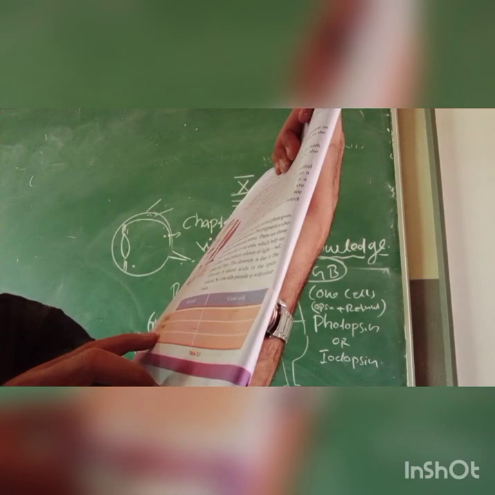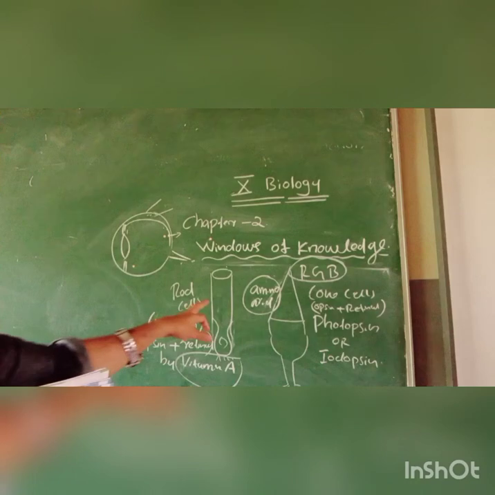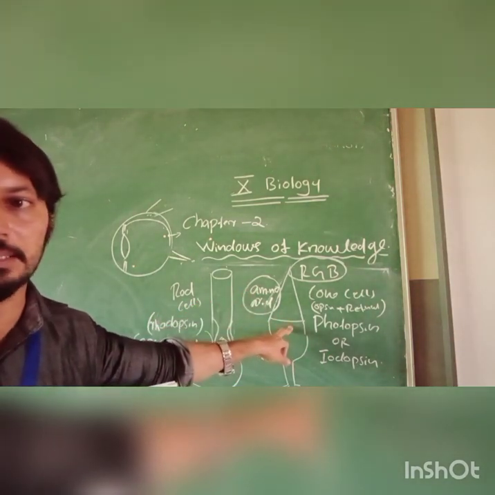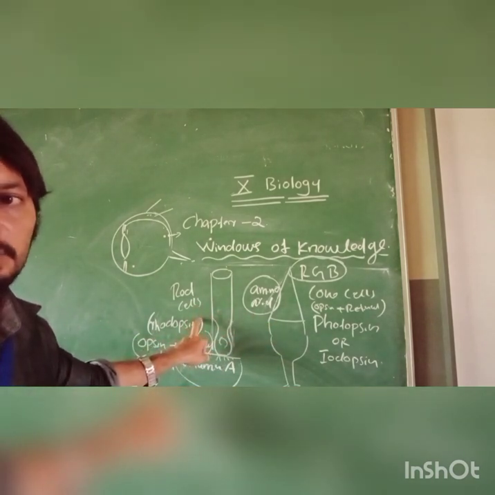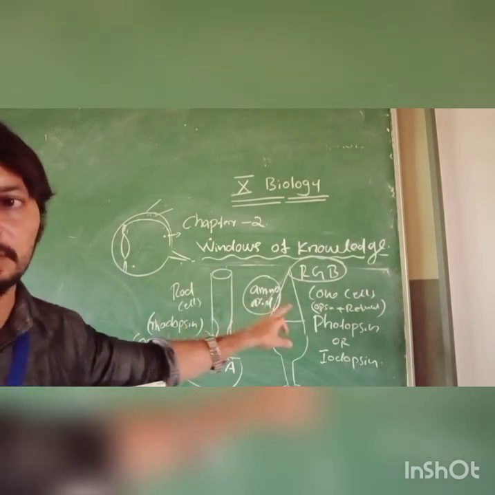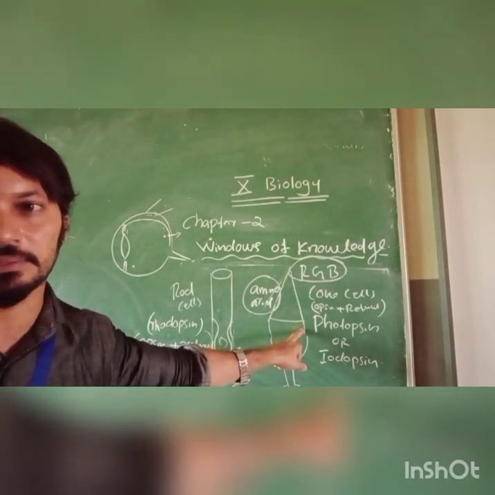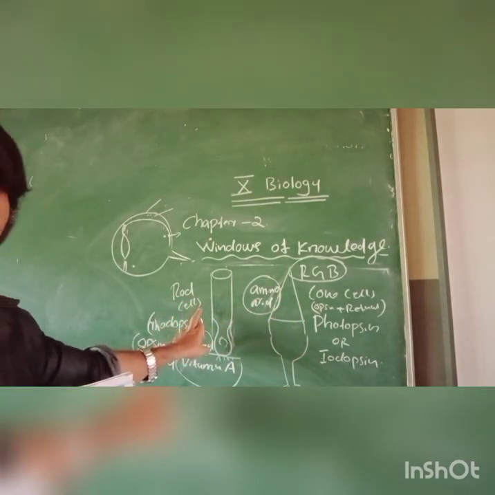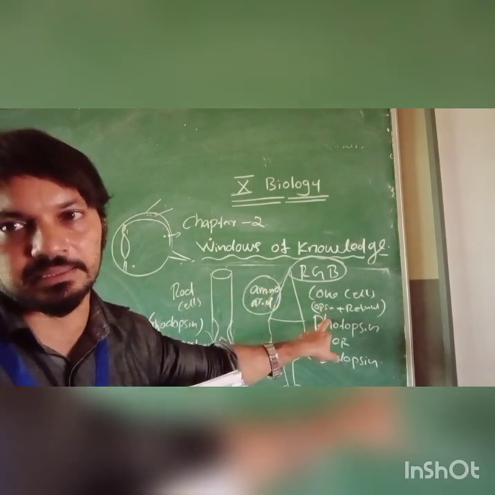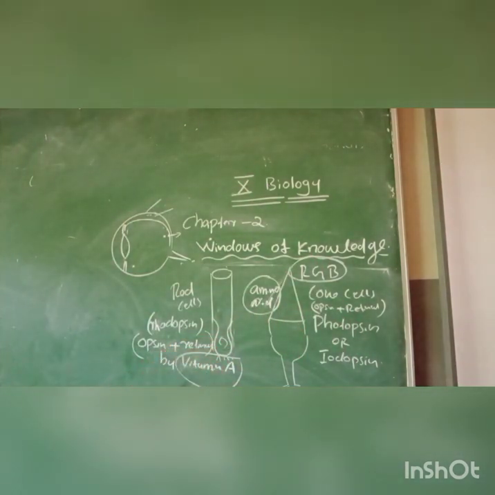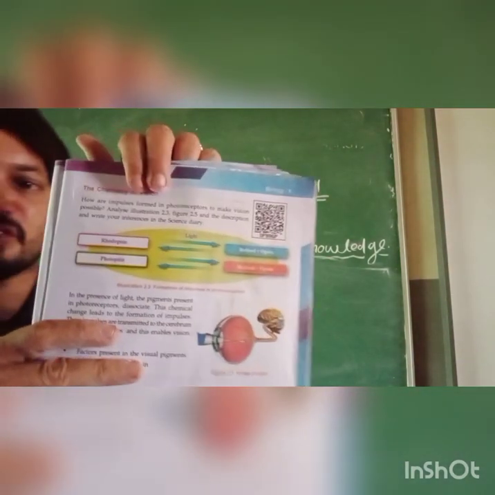Second one, shape. Rod cell shape is rod. Cone cell shape is cone. Next, function. Rod cell activates in dim light. Cone cell activates in bright light to identify the color. We can see the object in dim light. We can identify the color in bright light. That is the difference. Understood?